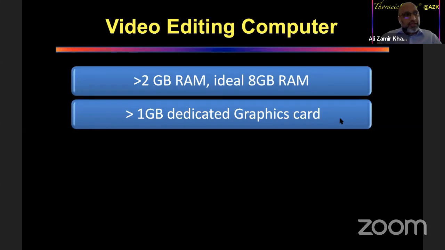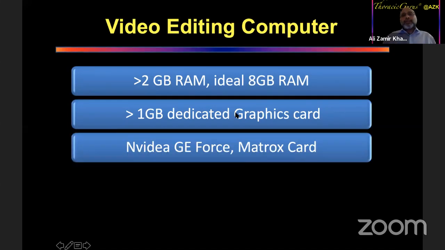If you want to do video editing, your graphic card should be separate from the motherboard. There should be a slot for putting in the graphic card, because then the graphic card picks up these video images and it moves them very quickly into the RAM. So it's very important to have a dedicated graphic card, not an integrated graphic card. An integrated graphic card is no good. And the dedicated graphic card that you can use is called NVIDIA GeForce or a Matrox card, okay? So if you want to do good quality video editing, you want to do good quality recording and very fast movement on your computer, then you have to use a separate graphic card.